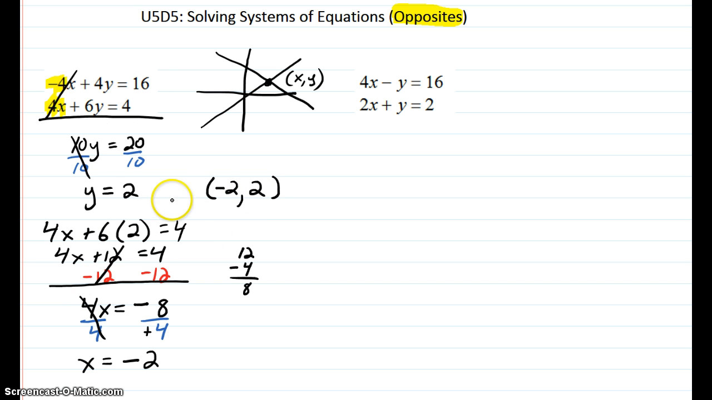So that's our answer. To be 100% sure, you could take that -2 and replace it here. Now don't use the equation you already used. We used the bottom one, so use the top one. If I take -2 and put it where the x is, -4 times -2 is +8. Now I take this 2 and put it where the y is. 4 times 2 is 8, and 8 plus 8 equals 16. So I just made sure that I got this problem correct.